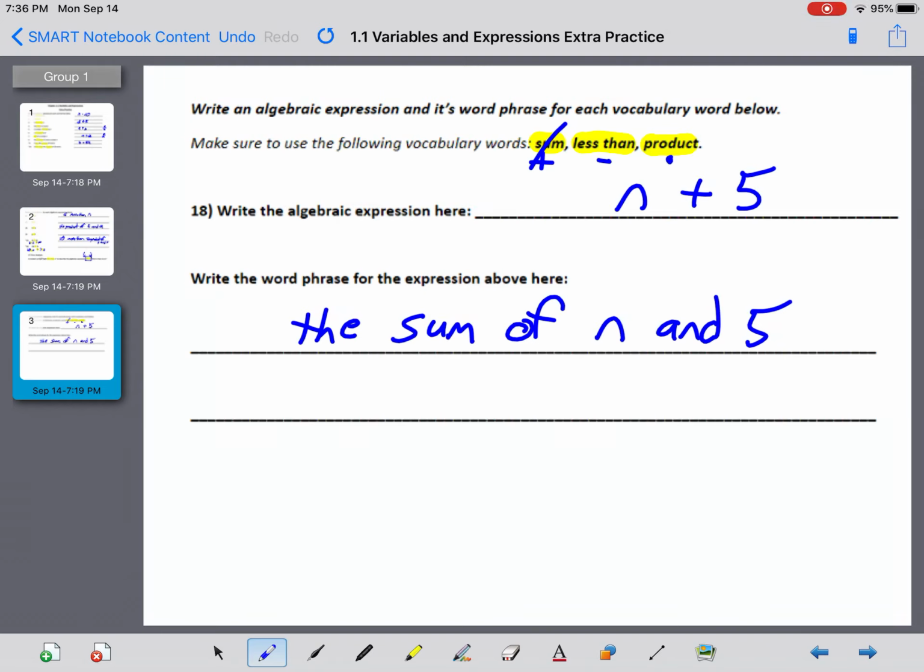Okay? Feel free, remember, if you have any questions, to reach out to my Google Voice number. Don't forget to submit your work virtually by either taking a picture of it on your cell phone and texting it to my Google Voice number, or scanning it, saving it as a PDF, and sending it to my email.